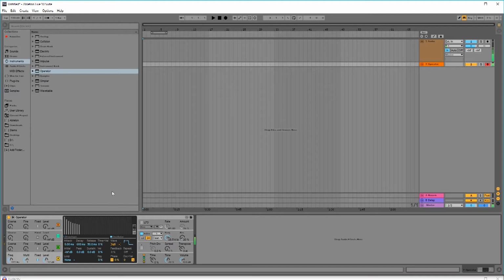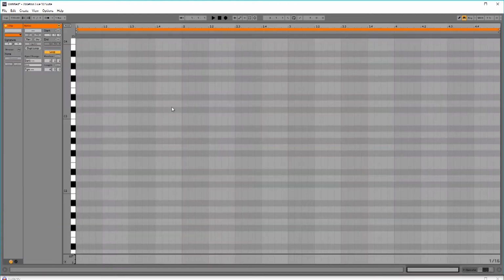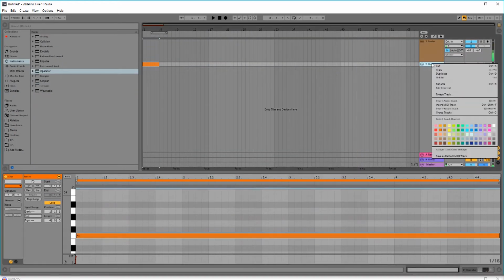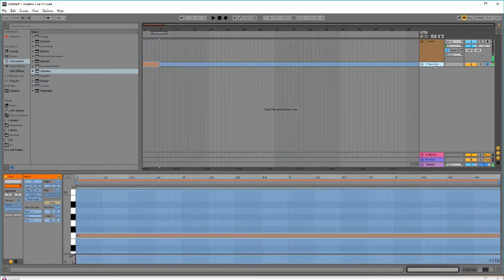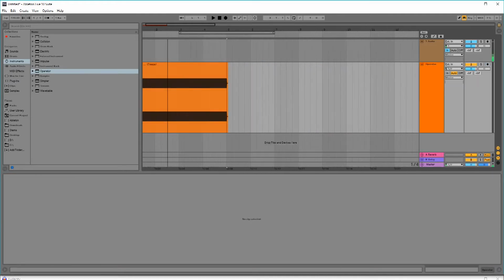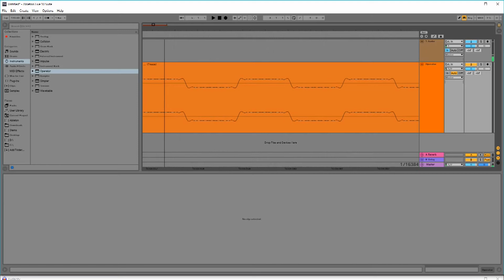And that is what it sounds like. Now, let's insert a MIDI clip. It doesn't matter where we put the note because the oscillator has a fixed frequency. And then, let's freeze and flatten the track. Then let's zoom in.